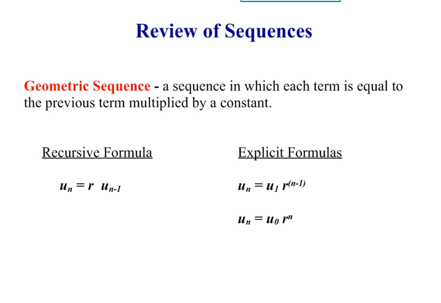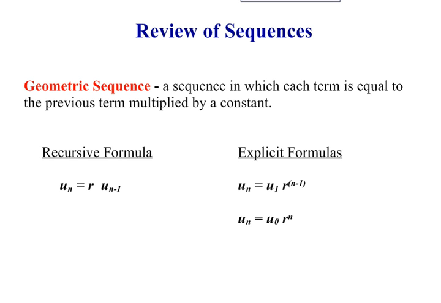You should remember our recursive formula. Remember the recursive formula simply tells the pattern of the sequence. U sub n equals the common ratio times the previous term u sub n minus 1. So what that's saying is, to get any term u sub n, take the term before it and multiply it by the common ratio.